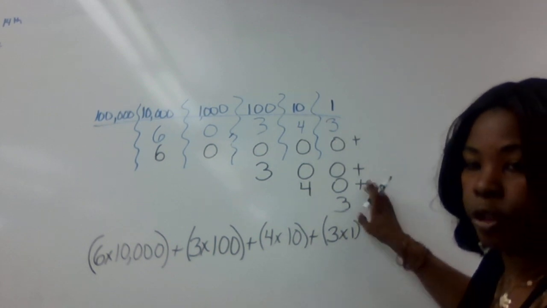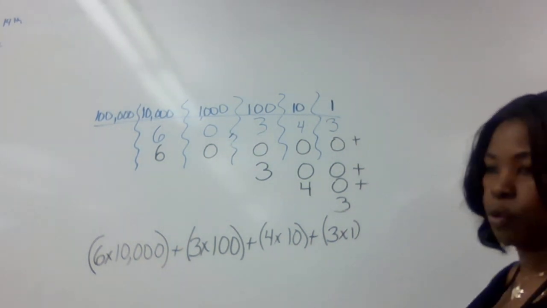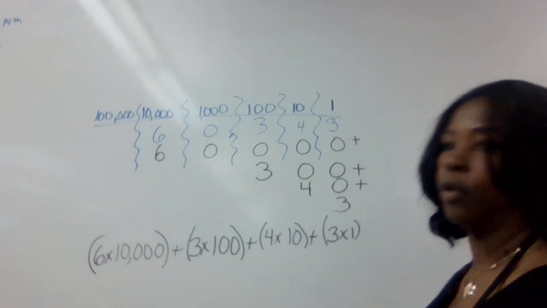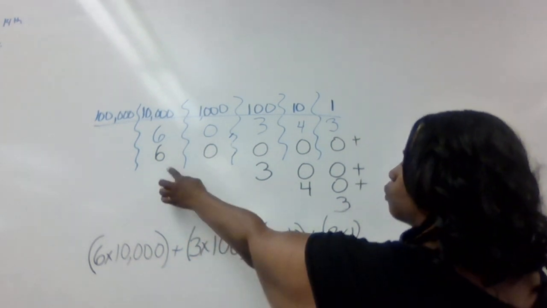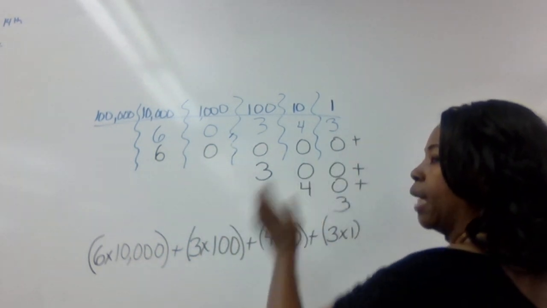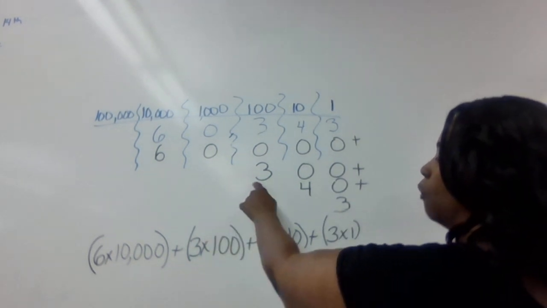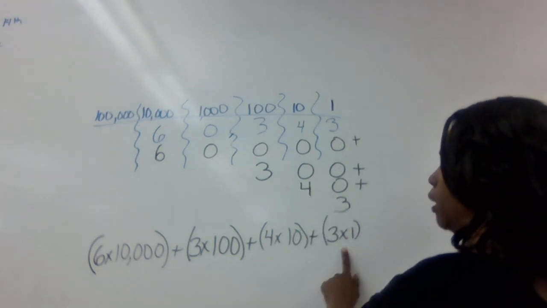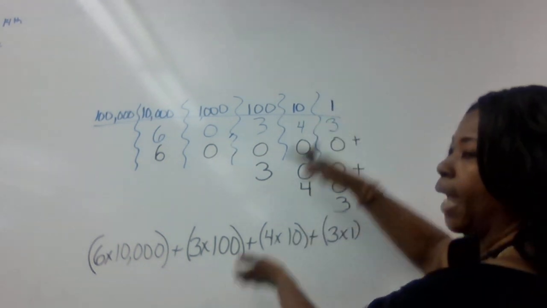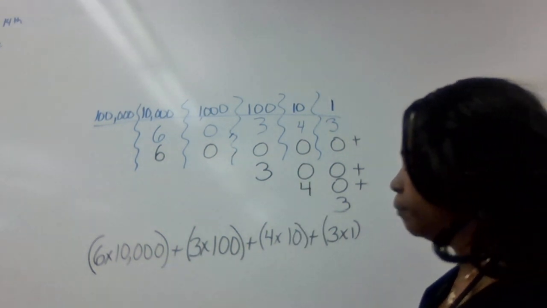Both ways they have to show me every time. Okay? Now, let's make the correlation between these two because it depends on how the question is asked. 6 times 10,000 also gives us what? That's 60,000. You see how these correlate? 3 times 100 is what? 300. 4 times 10 is what? 40. 3 times 1 is 3. That's why I have them do it together, because they may be asked different ways on the test.